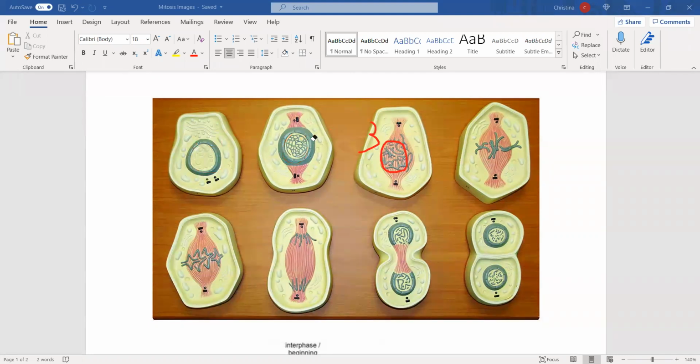So again, the first picture or the first part of this would be your interphase. So this one here is interphase.